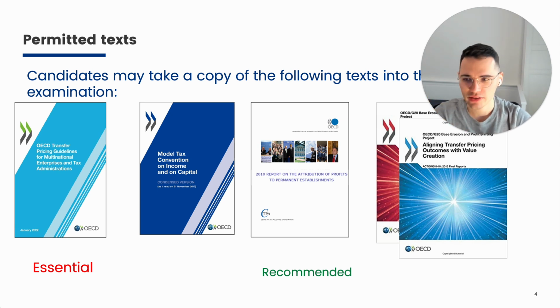Then there are a few recommended things. The Model Tax Convention on Income and on Capital is useful to have. Sometimes you have questions, especially on the transfer pricing exam, with some aspect of the Model Tax Convention that you may need to find quickly, so it's recommended to take it. Then the Report on the Attribution of Profits to Permanent Establishments. There is a chance you will get a question on PEs, permanent establishments, and if you know what the question is about, there are some answers in that material that you can find.